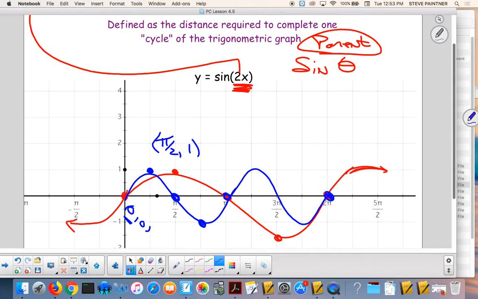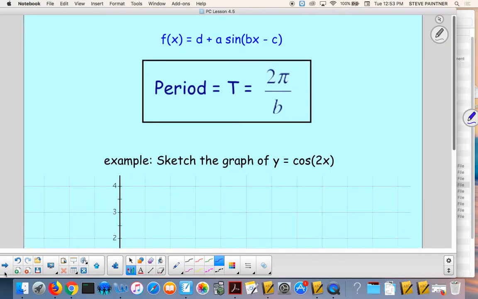Okay, so the next slide is all about the period. All right? So the period is known as what in your book? Letter T. Don't ask me why, it's just T. T equals, your period will always be 2 pi divided by B. Where do we get the B from? Right here. The B is the number in front of your theta or your x.